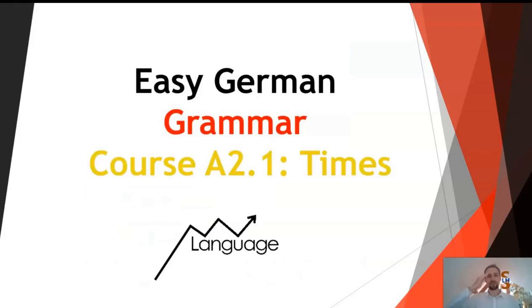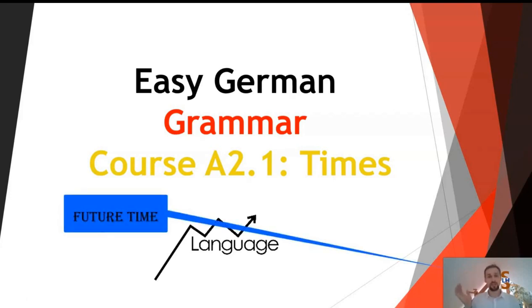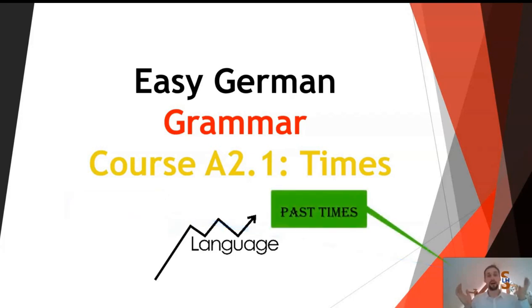I welcome you to the Easy German Grammar course A2. This one specialized on the German times. So in this course, you will learn on the one side how to say the German future times, to say something will happen tomorrow, and how to say the German past times.